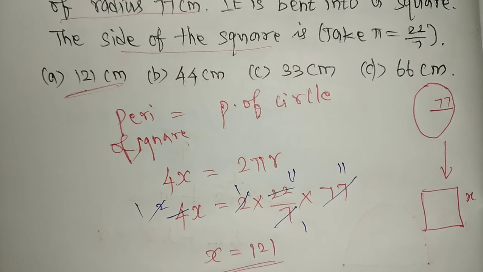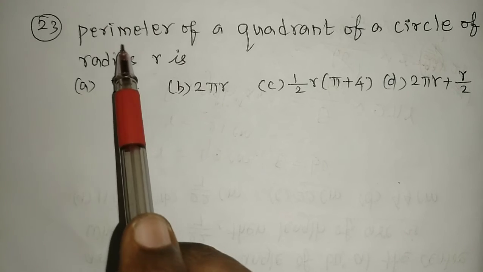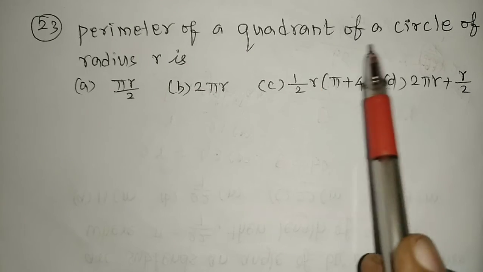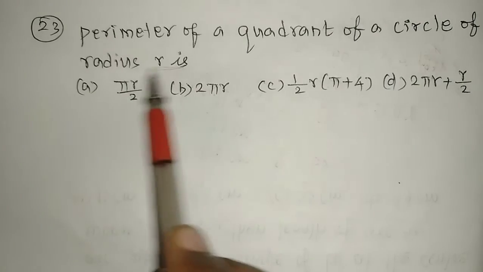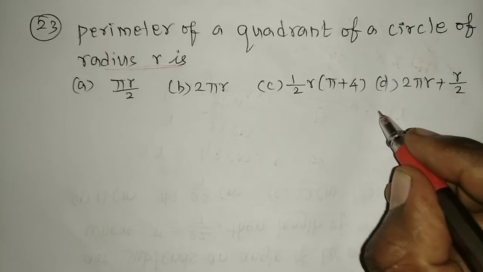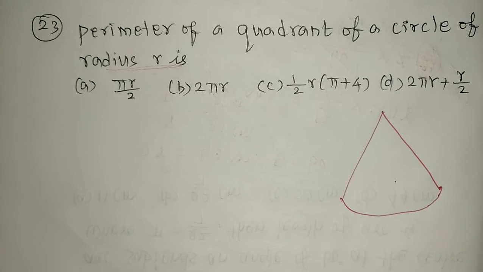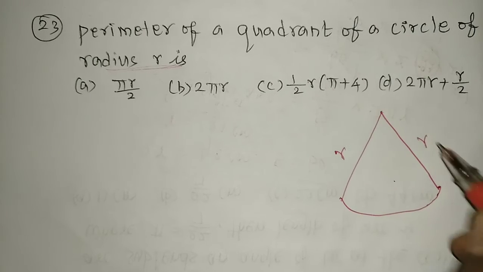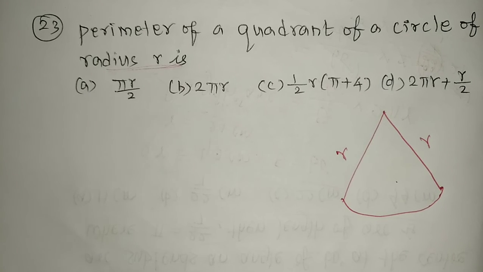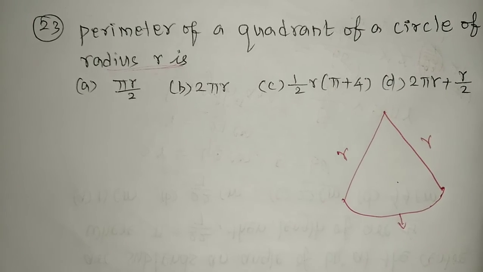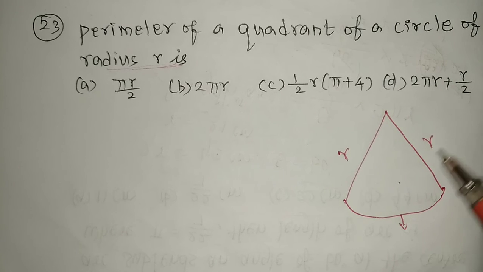Okay. Question number 23. Perimeter of quadrant of circle of radius r. They said radius is r. They are asking quadrant. Quadrant in the sense quarter part of the circle. They said radius r. Okay, so that is what we have to find. So then this part what you will say. So we have a length of this r, here length of this r. What about length of this?